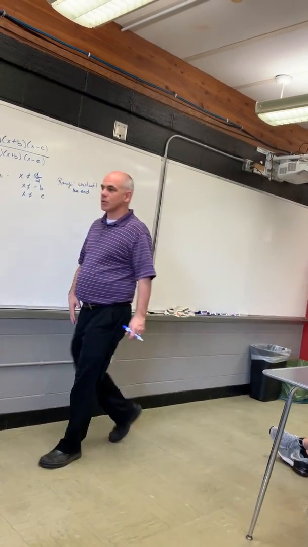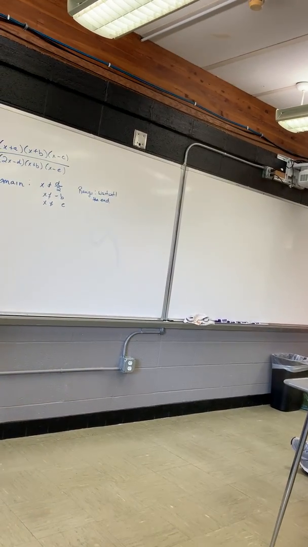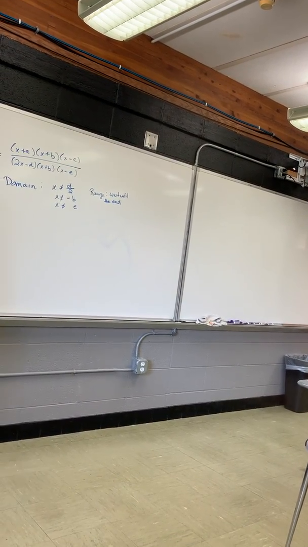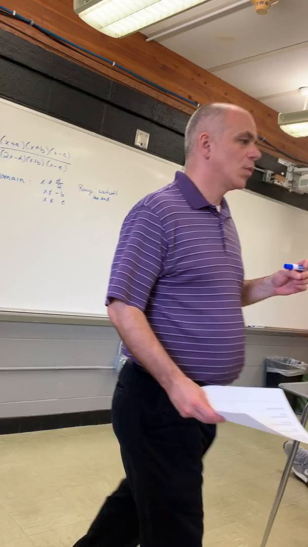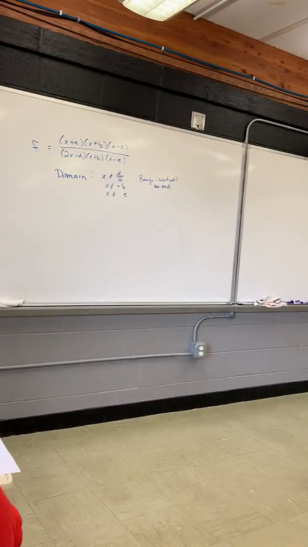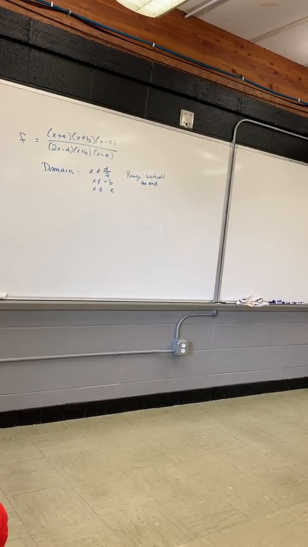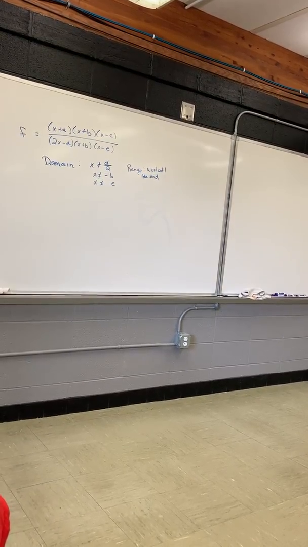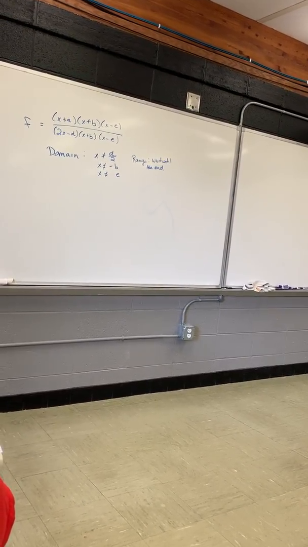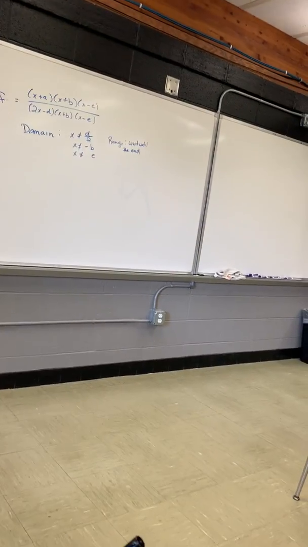You just go crazy. Once you have your domain restrictions taken care of, at every restriction in your domain, you will have some glitch in the graph. And that glitch in the graph is either going to be a vertical asymptote or it's going to be a hole.